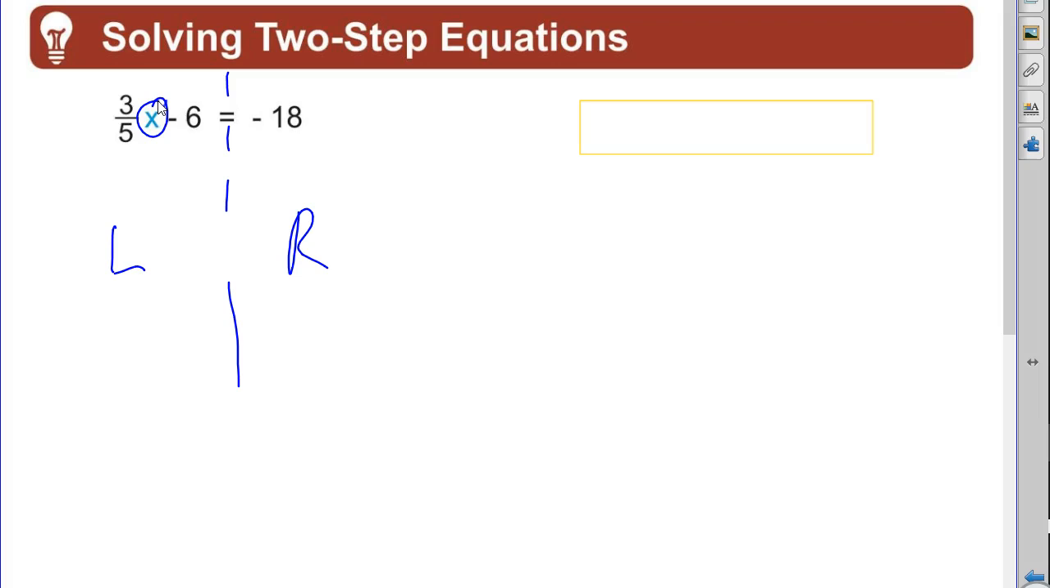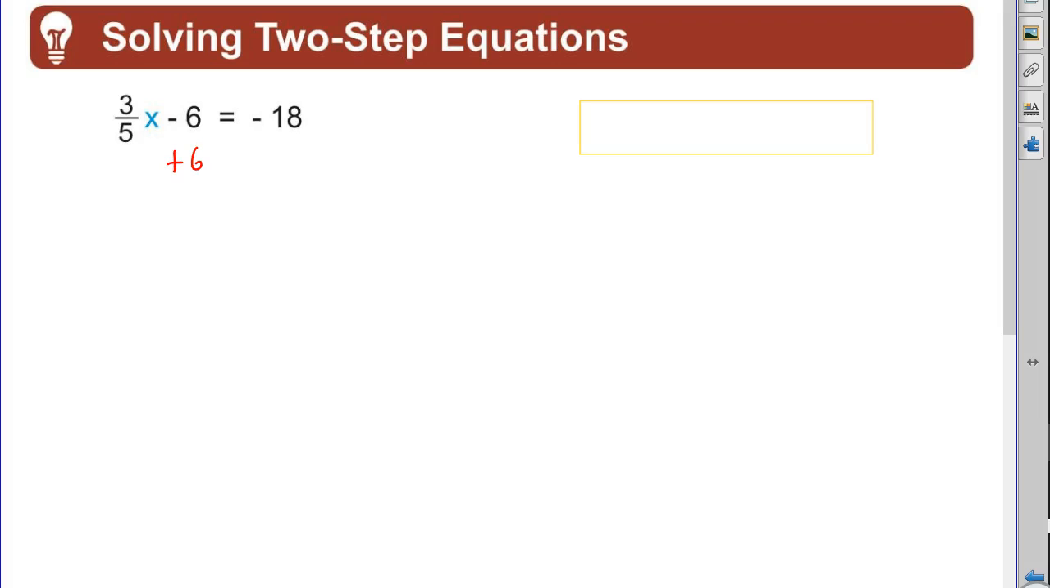So what do I have to move? I have to move the -6 that's added to the variable. I have to move the 3/5 that's multiplied times the variable. So if I move the -6 and I move the 3/5, then I'm going to be in great shape. All right, remember this. When quantities are both added to and multiplied times the variable, move the quantities added first.